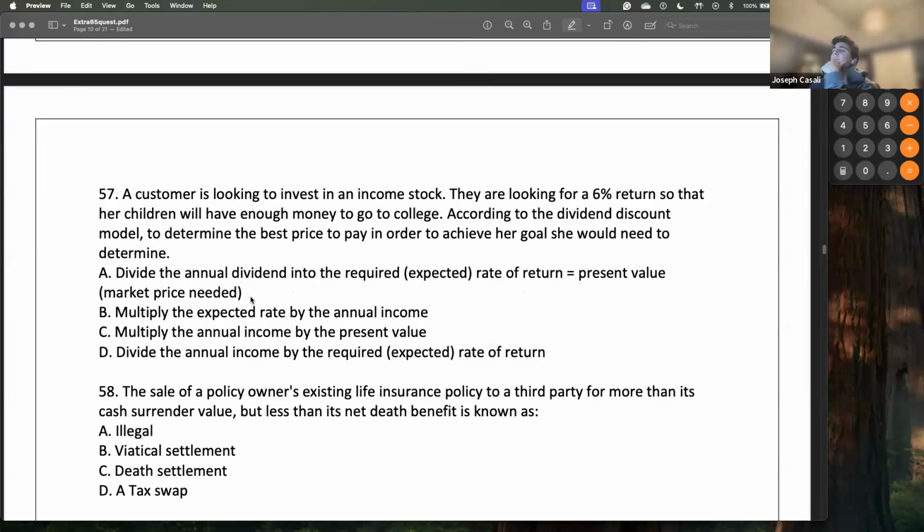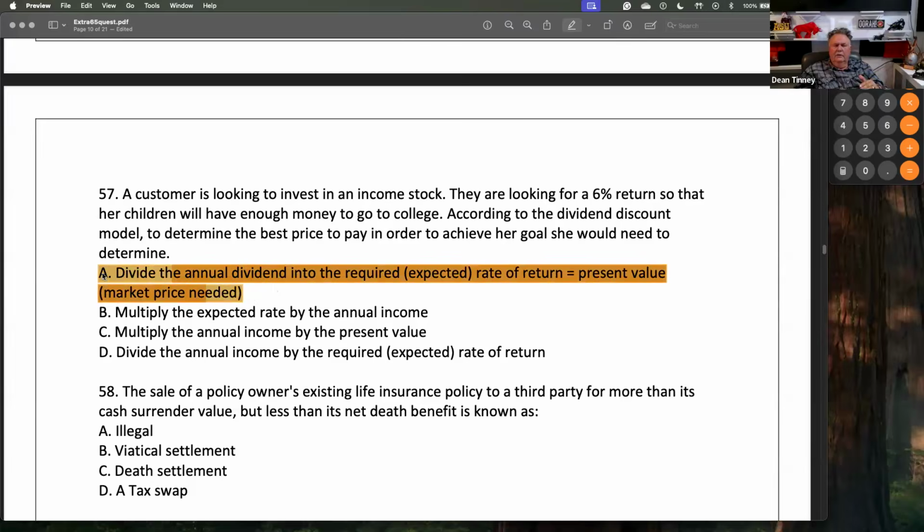Is it A? Yeah, A is a really good miss. Divide the annual dividend into the required rate of return, which equals present value. The reason that's not true is because that wouldn't give us the present value. The present value would be how we determine whether we want to make the investment, whether there's net present value or not. So not a bad miss. It's actually D as in dog. I don't think I would worry about this at all.